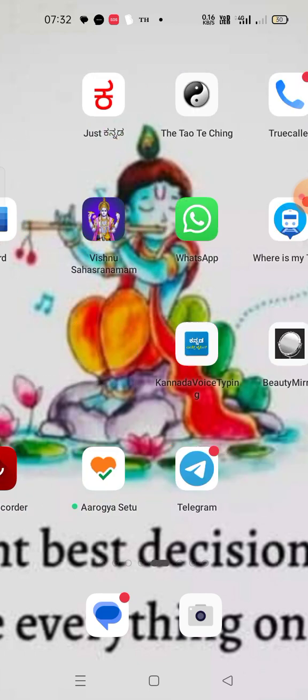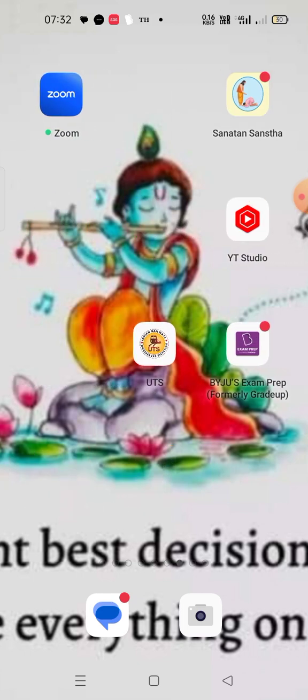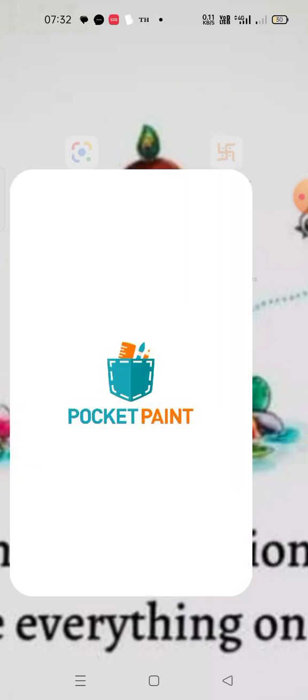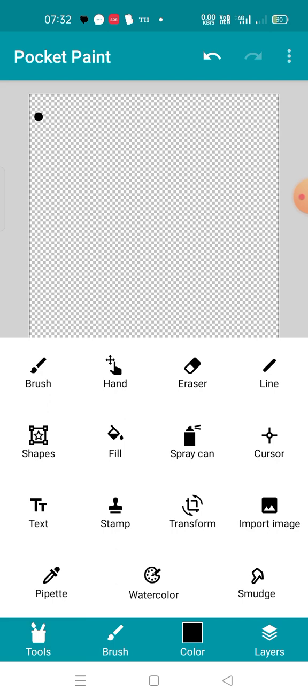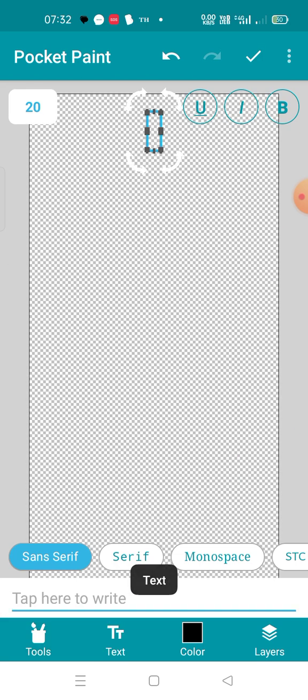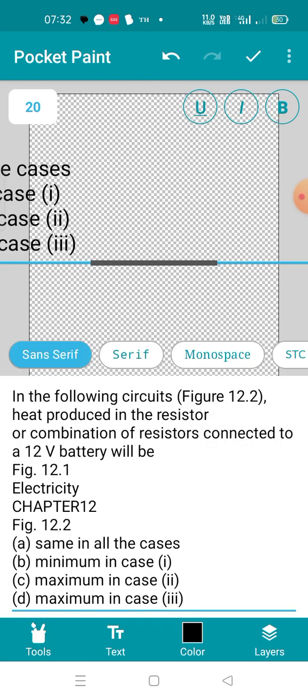So let's see what is the question and how we can solve that numerical problem. So let me display the question first. Let's understand the question and then we can concentrate on solving it. So the question says, in the following circuits, there are three circuits which are given. I was unable to copy the three circuits, so I'll just draw the circuits while explaining the solution.